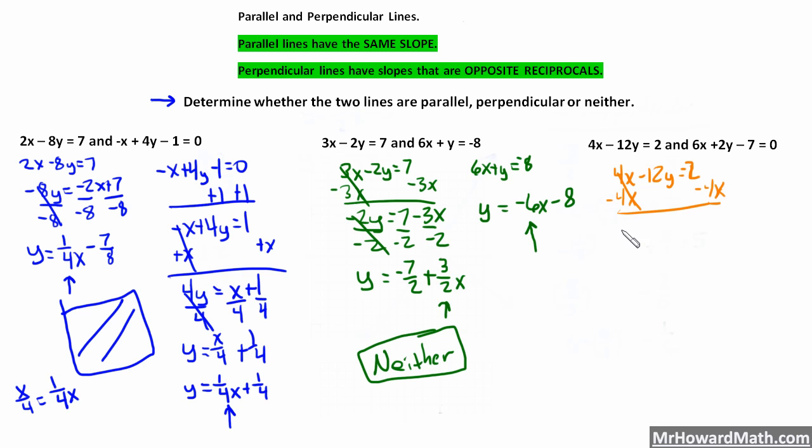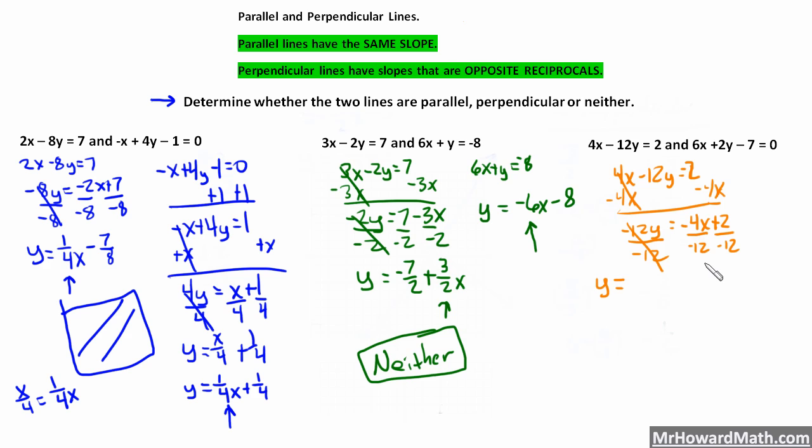That gives us negative 12y equals negative 4x plus 2. I'm just going to go ahead and rearrange that a little bit. Divide by negative 12, divide by negative 12, divide by negative 12. Here's what we're looking for right here. So we have, I'm going to scoot this over so we've got more room.